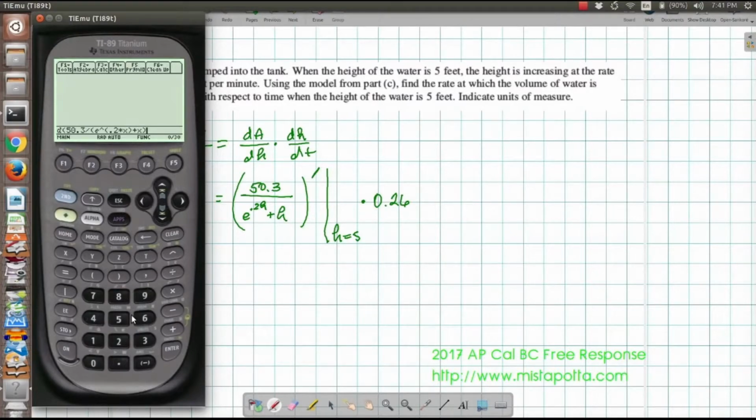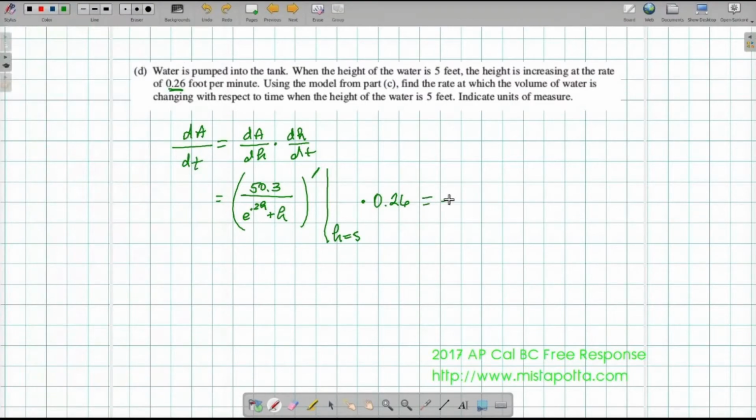h, close parentheses. And I want to take this with respect to x, close parentheses, at x equals 5. And then whatever I get from that calculation, I'm going to want to multiply by 0.26. And so I end up getting negative 0.338884.